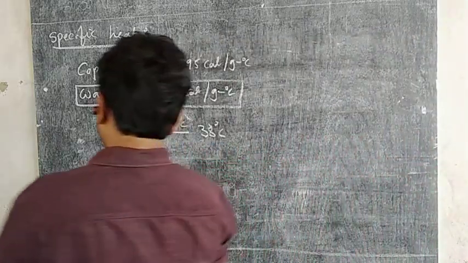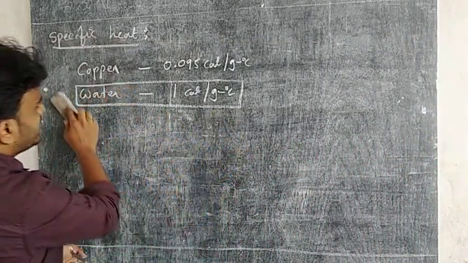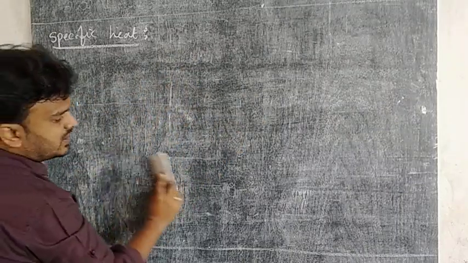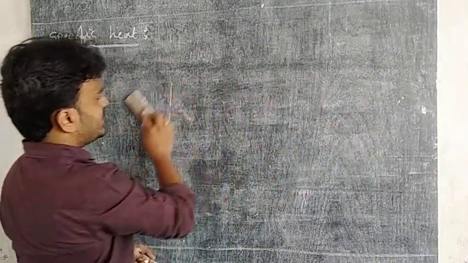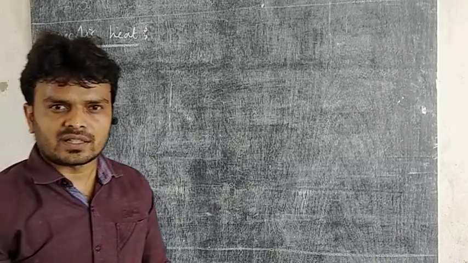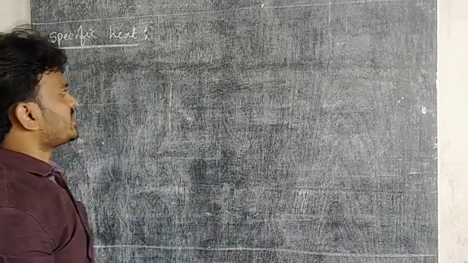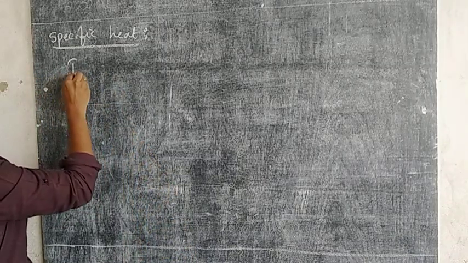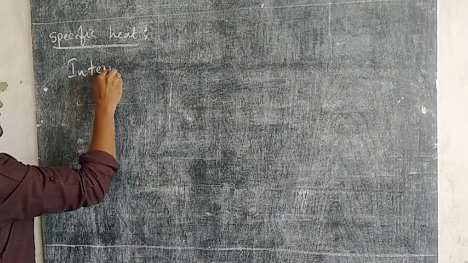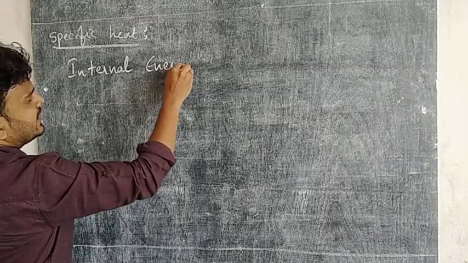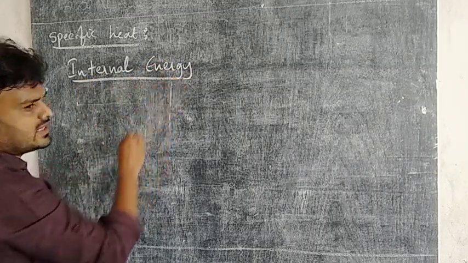Then what is internal energy? Why is it different for different materials? Specific heat is always different for different materials. Why does this difference take place? Let me explain. That is because of internal energy. Very, very important question. What is internal energy?